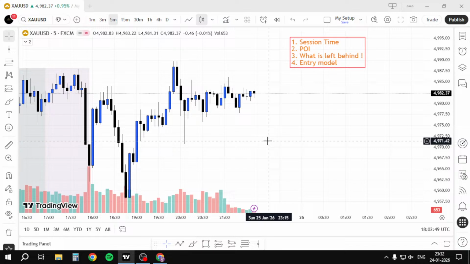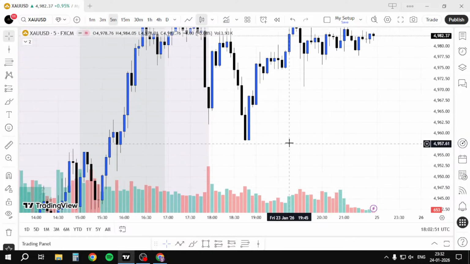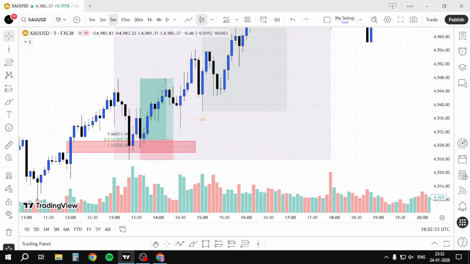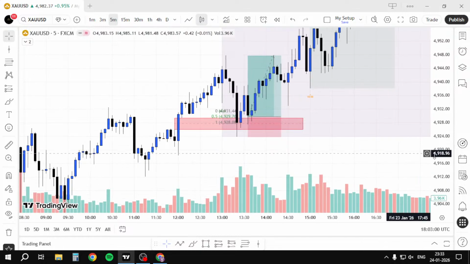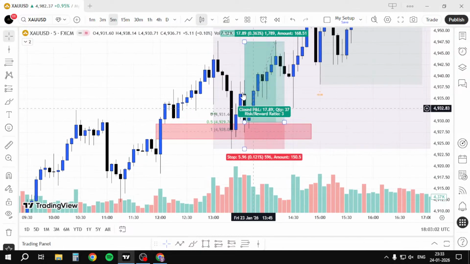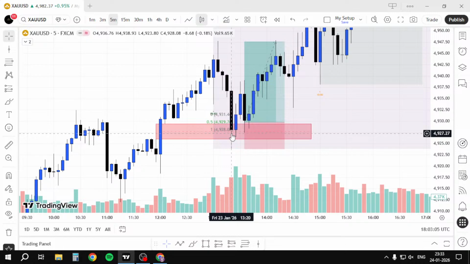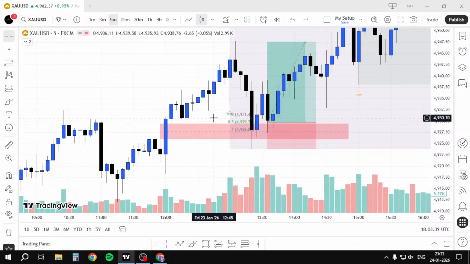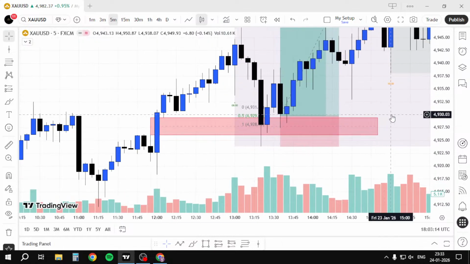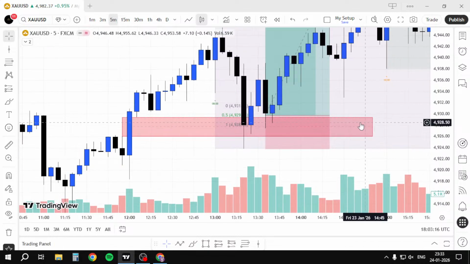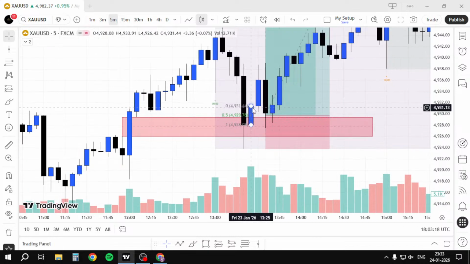There are a total of 6 or 7 entry models. I will show everything here. Now see, here the market came downside, then a bullish candle formed. We have to wait for the candle closing. Now let me tell you something. Do not wait for this candle's exact closing.